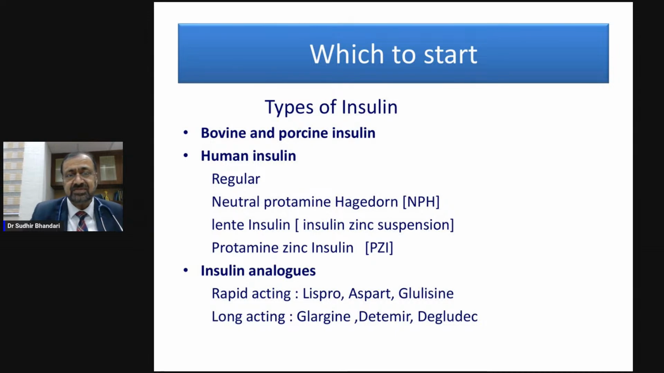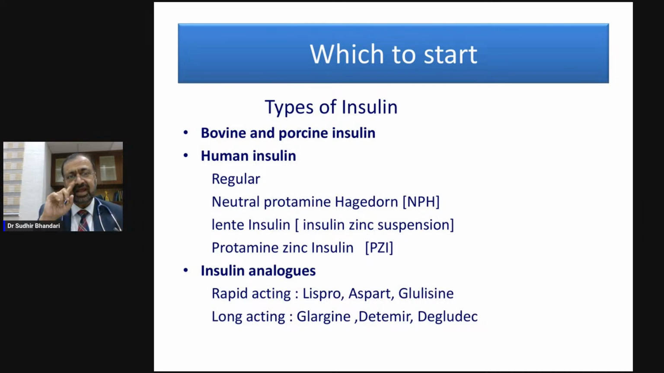Then the next question comes, if you have thought of insulin, which insulin to start? There used to be earlier bovine and porcine insulin, but they were highly antigenic, now no more used. Human insulins are regular insulin, intermediate insulin, and long-acting insulin, and insulin analogs: Lispro, Aspart, Glargine. Here, friends, I would like to share with you that conventional insulin, bovine, porcine, we don't use. Human insulin is very good insulin, but insulin analogs are better.